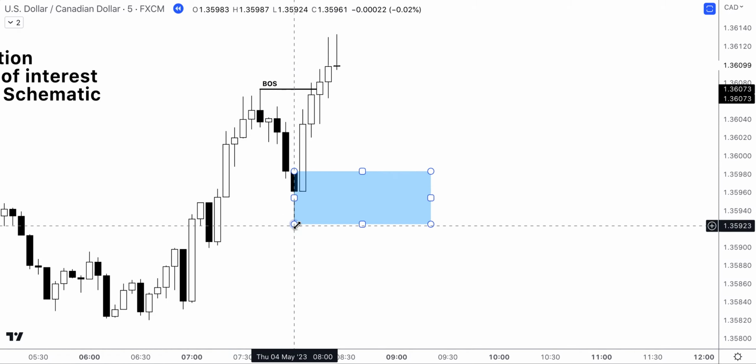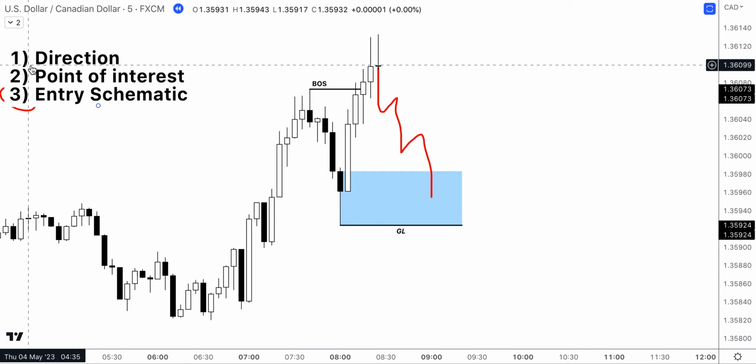It's that simple. We can then mark on our guarded low. Our guarded low is our invalidation level. So GL, guarded low. We don't want to see price come back and close below our guarded low. What we're looking for is price to come back into our point of interest. Within this area, we're then going to look for our entry schematic.